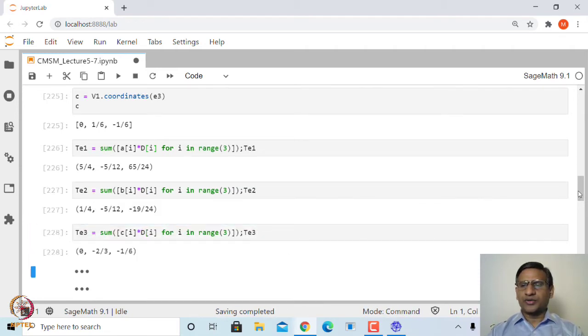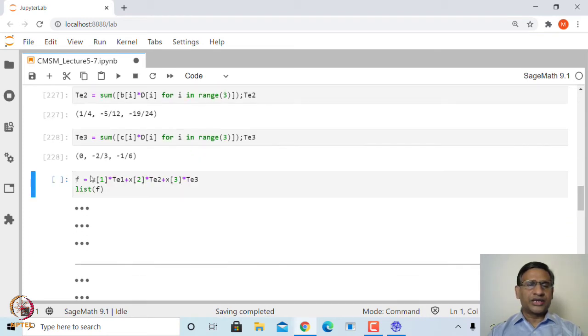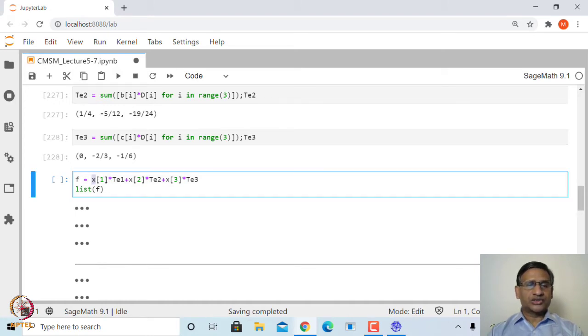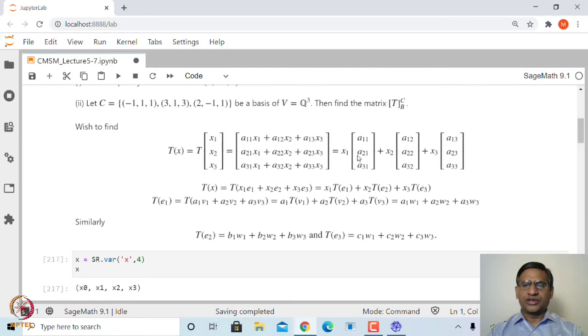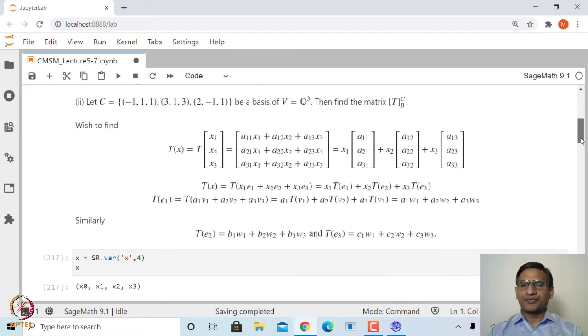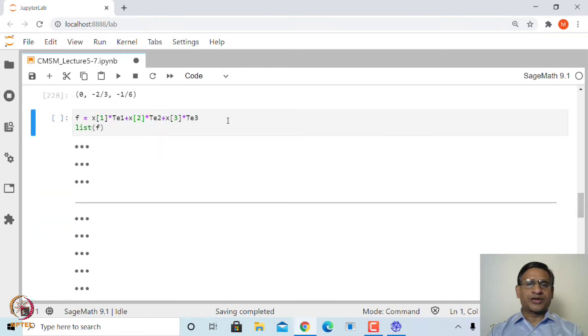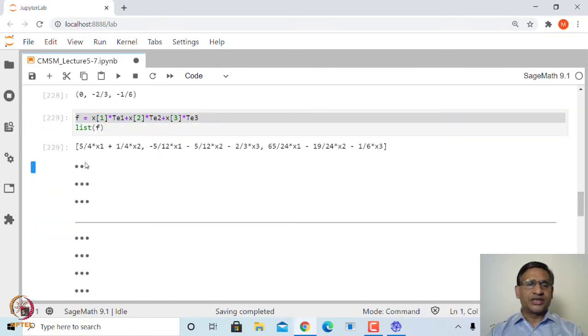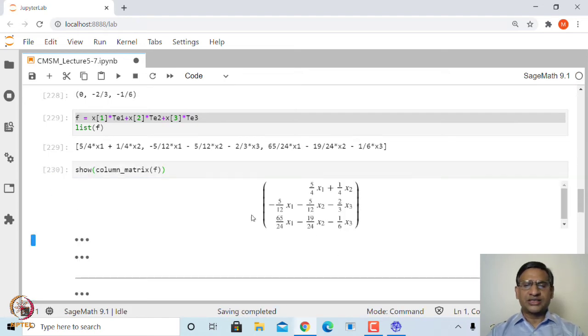So once we have obtained T of E1, T of E2, T of E3, then we can find F, which is x1 times T of E1 plus x2 times T of E2 plus x3 times T of E3, and that is what we had here. So those are the components of the linear transformation. Let me show you this as a column matrix. So this is your first component, second component, third component. So we have found T explicitly.